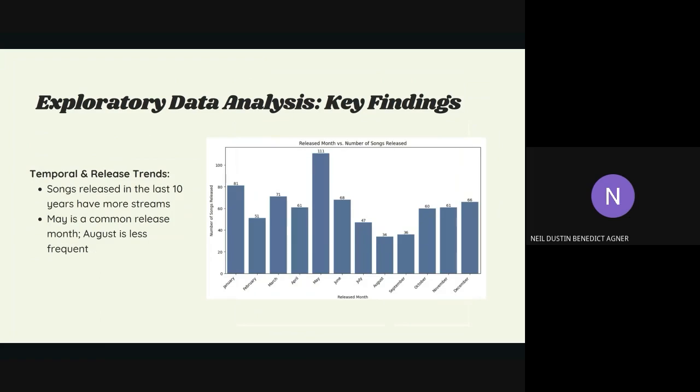One discovery we also noticed was that songs released in the past 10 years have more streams than those from the other years. Also, the month of May was a popular month for song releases. On the other hand, the month of August saw the fewest number of releases.